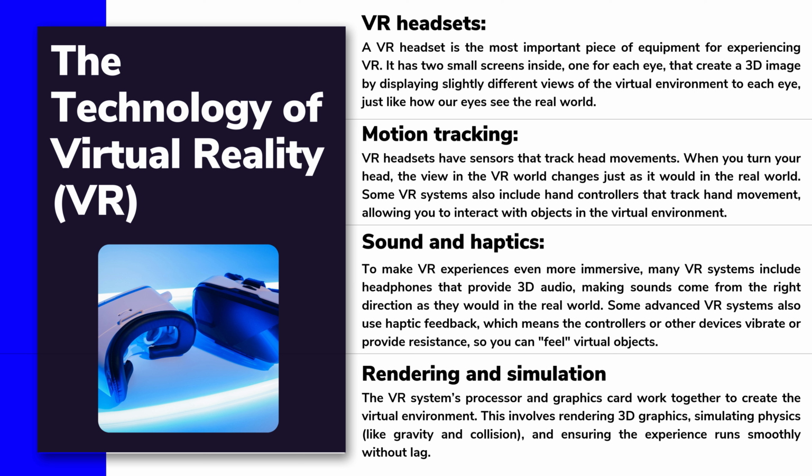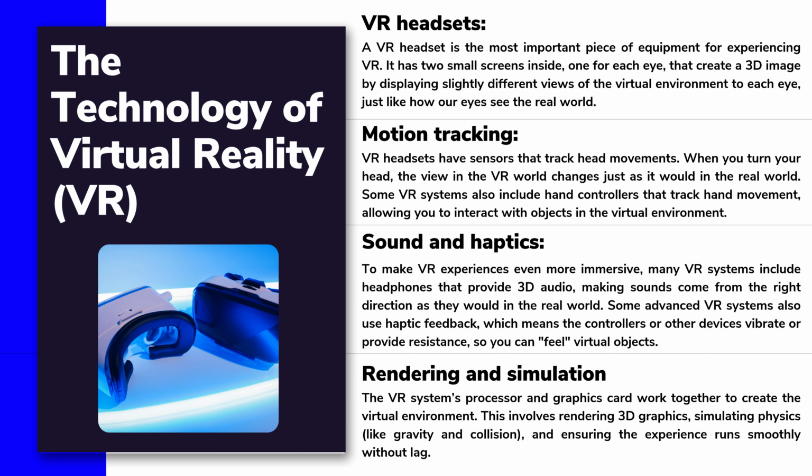Motion tracking. VR headsets have sensors that track head movements. When you turn your head, the view in the VR world changes just as it would in the real world. Some VR systems also include hand controllers that track hand movement, allowing you to interact with objects in the virtual environment.